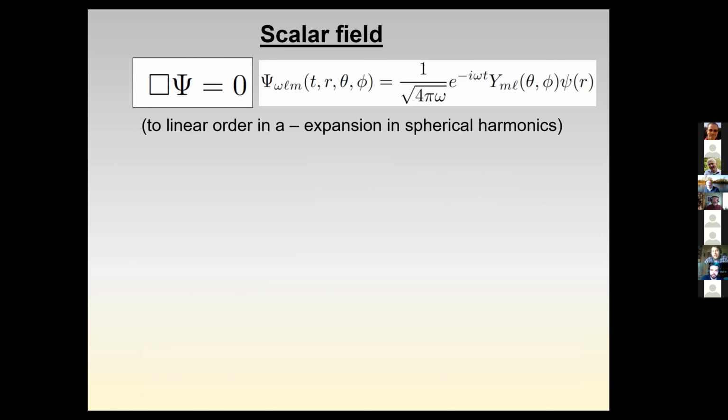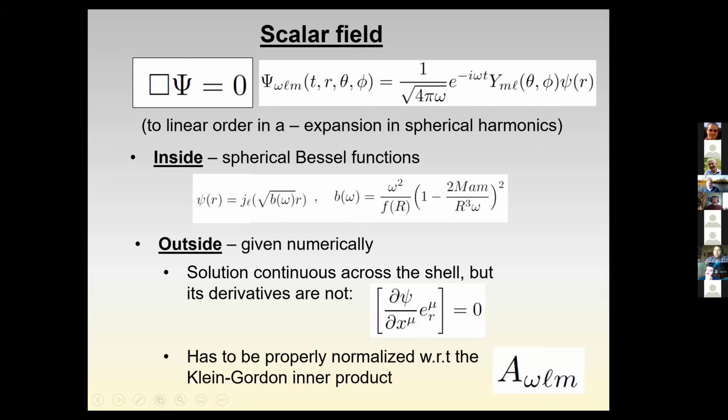So let us study the scalar field inside the shell. We have a massless scalar field, box psi equal to 0. What is super nice is that to linear order in A, which we are working at, we can still expand this field in spherical harmonics. And so this is our expansion here. And then we get some equation for this psi.